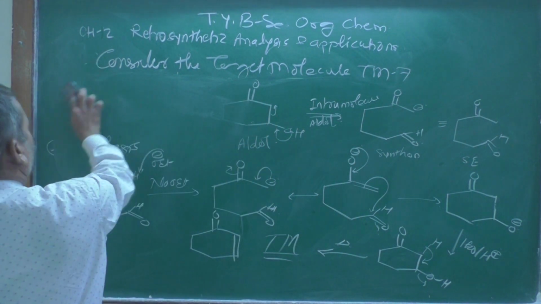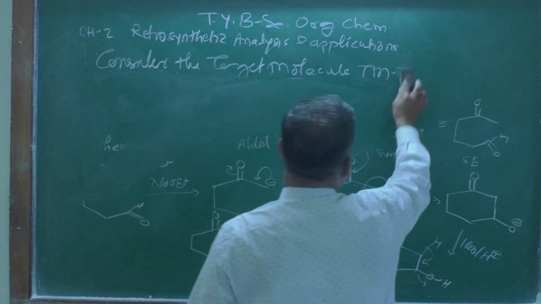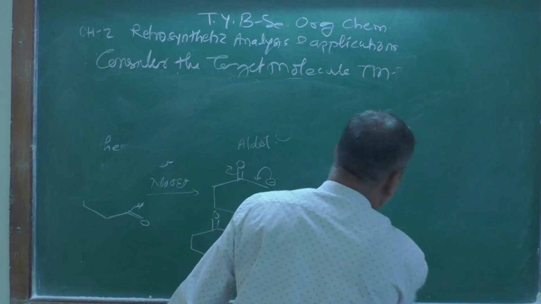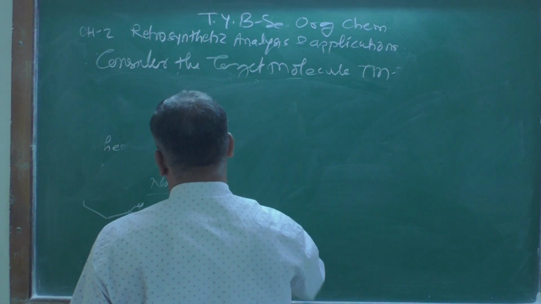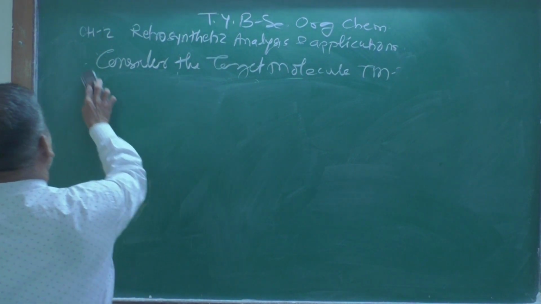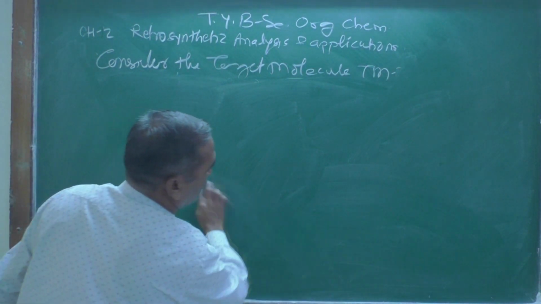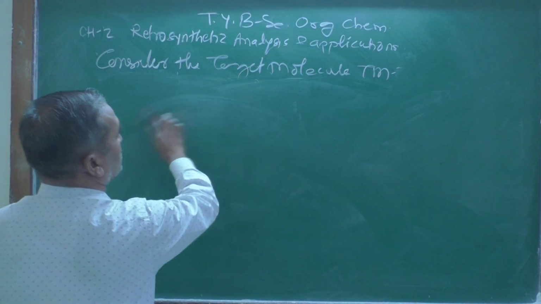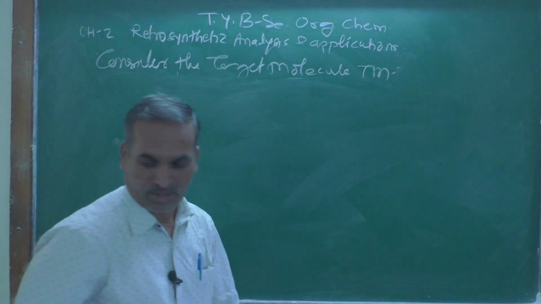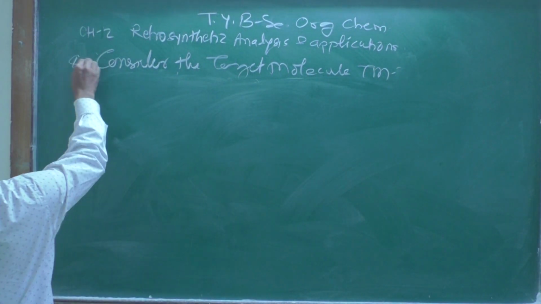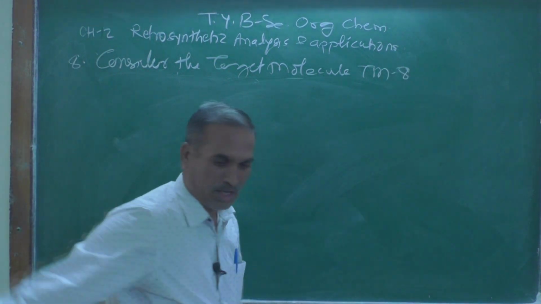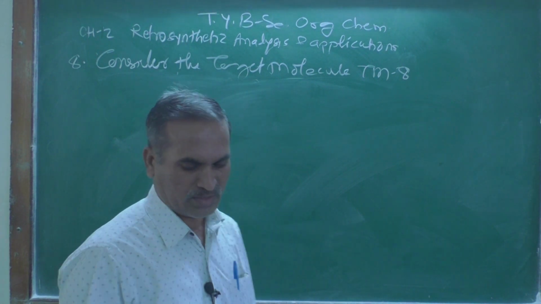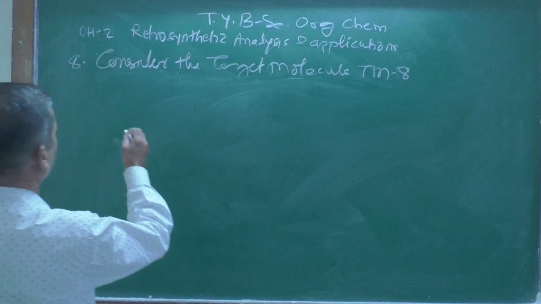Let me give one more example over here. Let us clean the board first, so that I can show another target molecule, which will be target molecule number 8, I think. Now I am placing that target molecule here. I am considering that target molecule here as number 8. Now which one will be the target molecule? This one. Let us see over here.